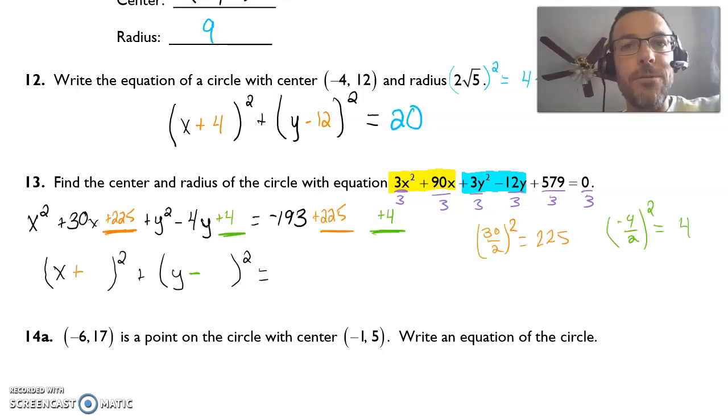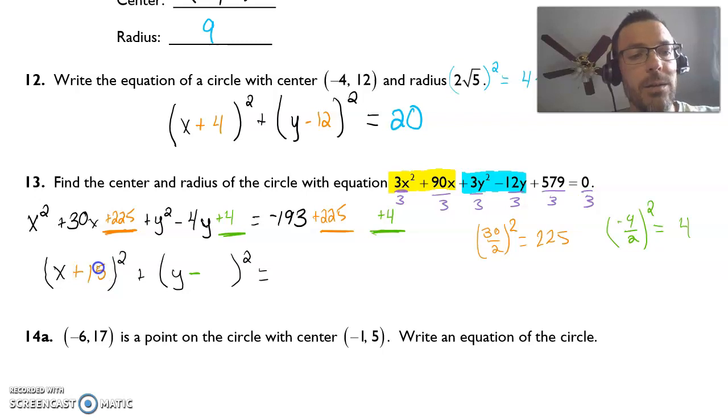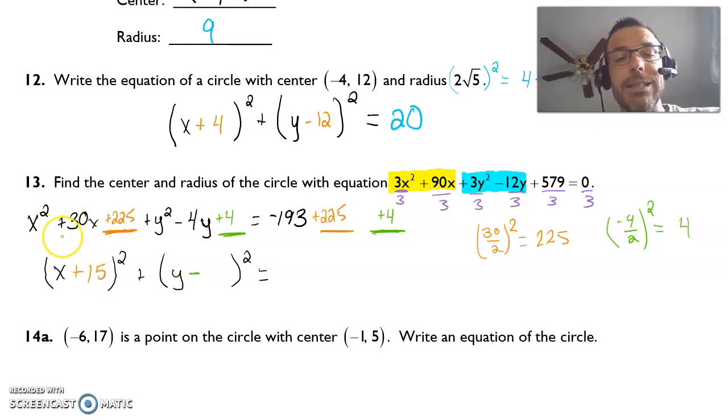So if you haven't noticed the factoring trick, once we get b divided by 2, we get 15. Square it, we get the 225. That's the number we're adding to both sides. But before we square it, we got 15. That's going to be the number I get here when I'm factoring x plus 15 squared. And it's also always going to take the sign of b originally. That was plus 30, so it's plus 15.